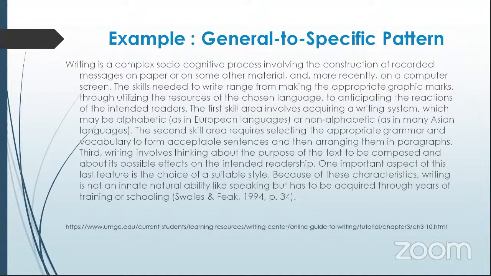Okay. Look at this. Writing is a complex socio-cognitive process involving the construction of recorded messages on paper or on some other material, and more recently on a computer screen. So there's a very general statement given about writing. They go ahead to talk more about how do you build it. So you move from a very general perspective to more specificities of writing. How do you achieve it? So you have to give a background, then specify it.